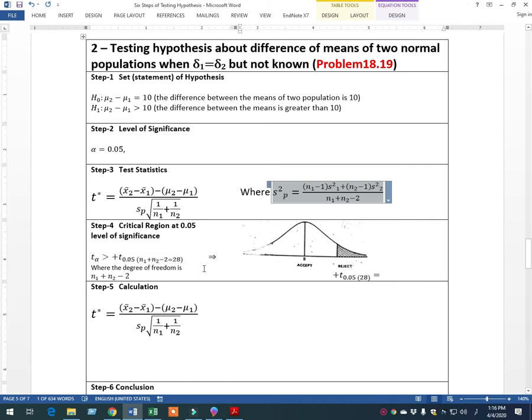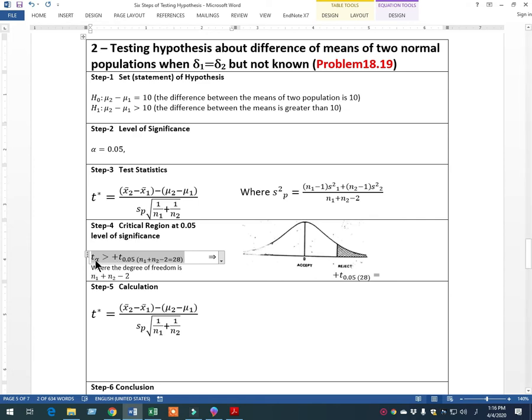The fourth step is to get the critical region, and now we have n1 as 12 and n2 as 18. So 12 plus 18 is 30, minus 2 is 28. So t alpha 0.05 we will look up in the row of 28. We are not dividing this alpha by 2 because this is not a two-tailed test, it is a one-tailed test. So that's why the complete alpha would be given to the critical region.